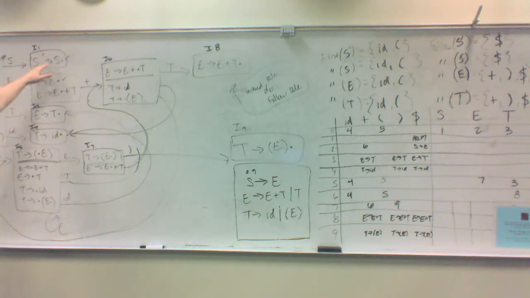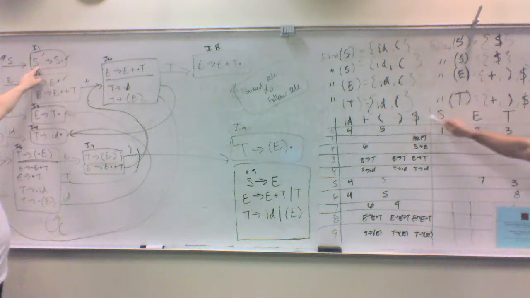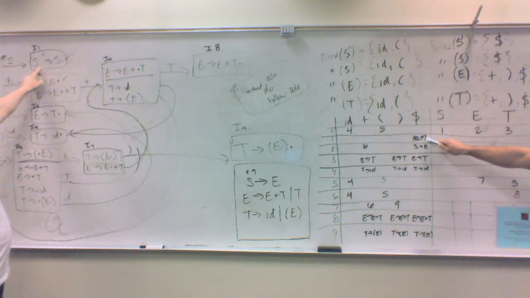Going to node I1, we can see that there is a finalized rule, and so we'll need to check the follow set of S prime. The follow set of S prime is $. So then under node 1, under $, we will see this accept. This is because this is the special state of starting.